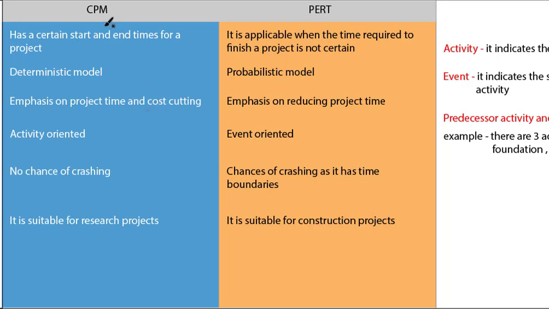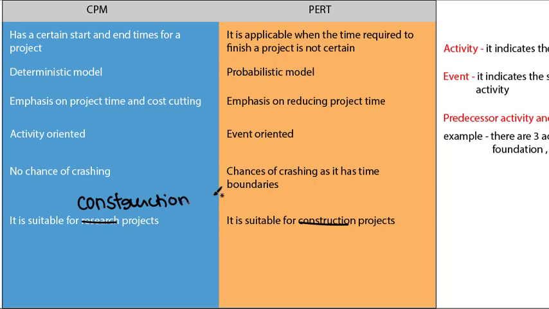The fourth point is CPM is more activity oriented while PERT is event oriented. CPM has no chance of crashing, the project cannot be crashed, while PERT has a lot of chances of crashing. And CPM is suitable for construction projects, while PERT is suitable for research projects.